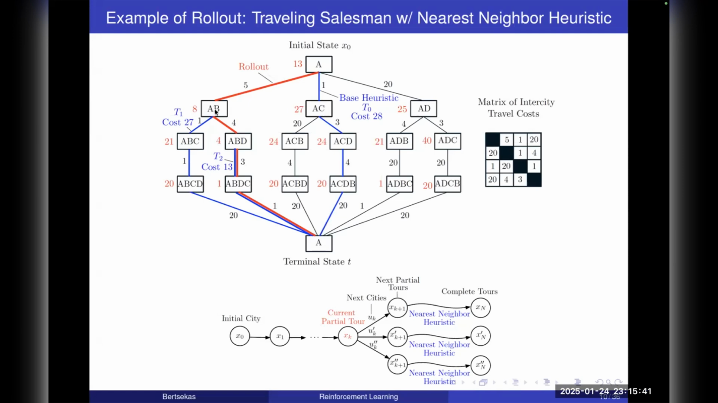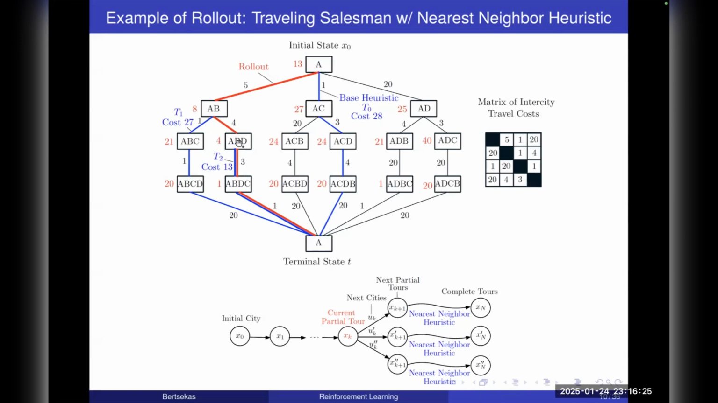Now here, again, we do the same thing. We consider the neighbors of B and then run the nearest neighbor heuristic from each one and try to pick the best one. So here we have two neighbors, C and D. And then we run the nearest neighbor heuristic from here. There's nothing to compare. And the cost of this trajectory is 22. And then we consider also going to D and run the base heuristic from here. And the cost is 7. So this city is better. So the rollout algorithm will take us from here to here.